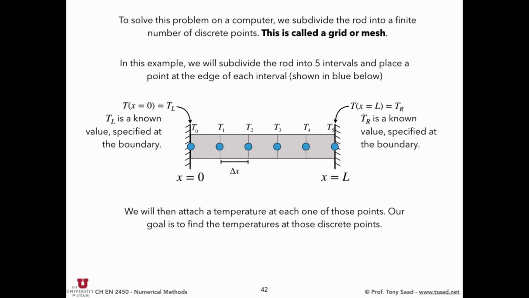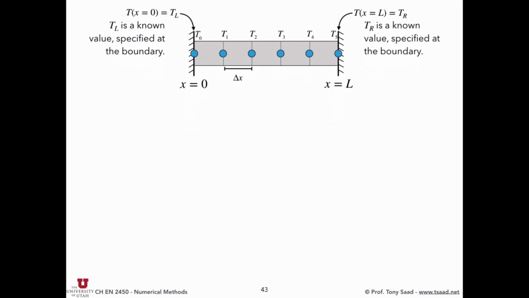So we assigned an unknown to each one of those points. Now pay attention to the boundaries, because in this particular setup, I'm giving you the temperature at the boundaries. So the temperatures at the boundaries, in other words, T0 and T5, are known values. They're set by the user, the experimentalist, the engineer. We specify those values. So in effect, we really are looking for T1 through T4 in this case, and our goal is to find the temperature at those discrete points.